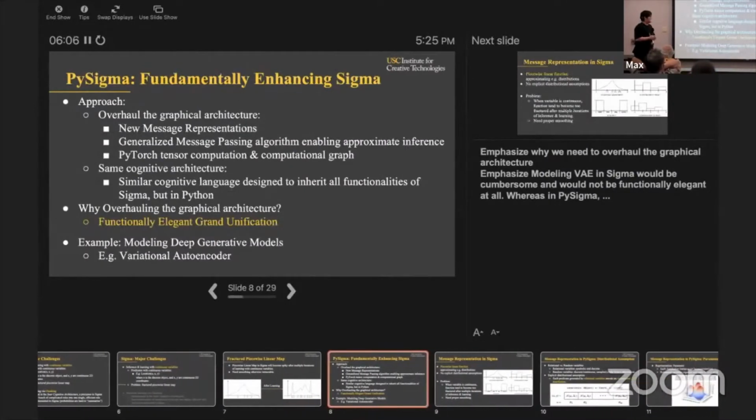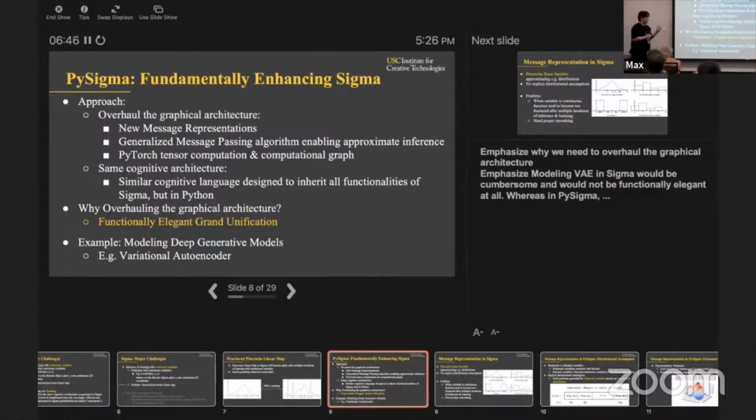So the approach of PySigma has been to completely rethink the graphical layer of this architecture. What we're doing here is to overhaul the entire graphical architecture in three major ways. One is to design a completely new message representation, accompanied with generalized message passing algorithms, enabling approximate inference on continuous variables. And also the whole thing is built upon PyTorch so that we can leverage PyTorch's computational graph for efficient gradient-based learning. Although we overhaul this entire underlying graphical architecture, we also keep the same design principles for the cognitive architecture, which is the first layer.